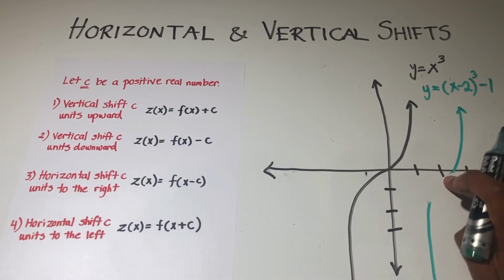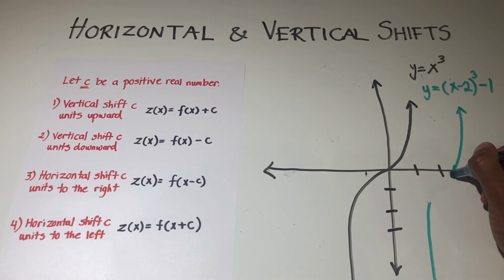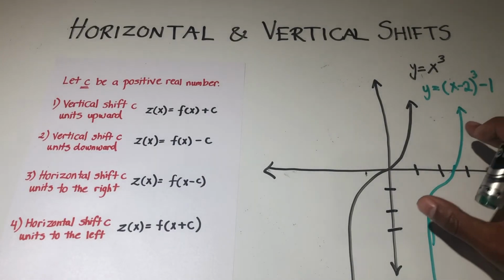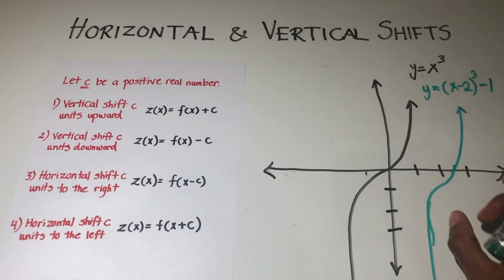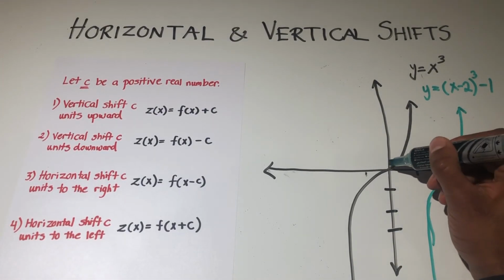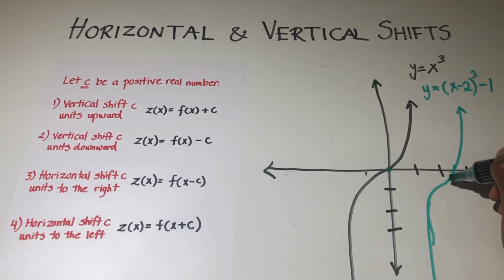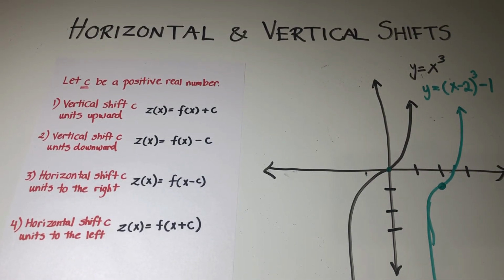Sorry, let me change that a little bit. It will look something like this. Now I'll move 2 units to the right and then 1 unit down. This point ended up here. And this is the basics of vertical and horizontal shifts.